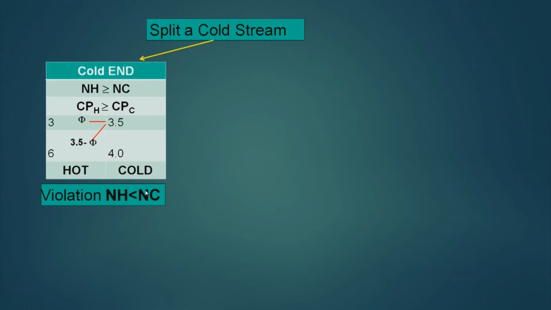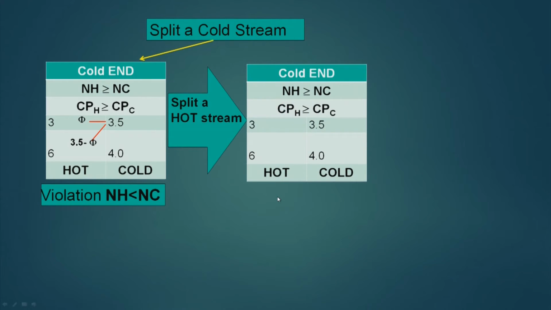Now, if I do this, there is a violation of the number of streams or number of split streams at pinch. So, here there are 3 cold streams and 2 hot streams. It says that the number of hot streams should be more than the number of cold streams, or at least should be equal to the cold streams. So, this is violated. So, to remove this violation, I have to split a hot stream. So, I am splitting a hot stream here.